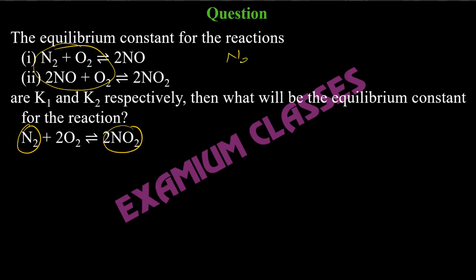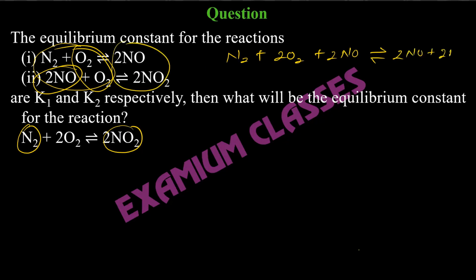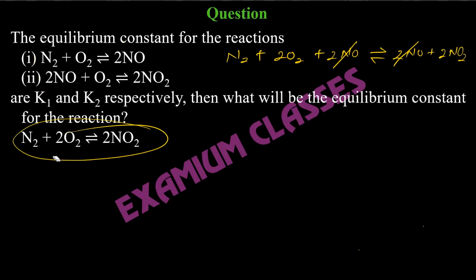It will be N2 plus 2O2 plus 2NO will give you 2NO plus 2NO2. 2NO will get cancelled. And yes, indeed, we get the final equation: N2 plus 2O2 gives you 2NO2. It means when we add the first two reactions, we get the final reaction.